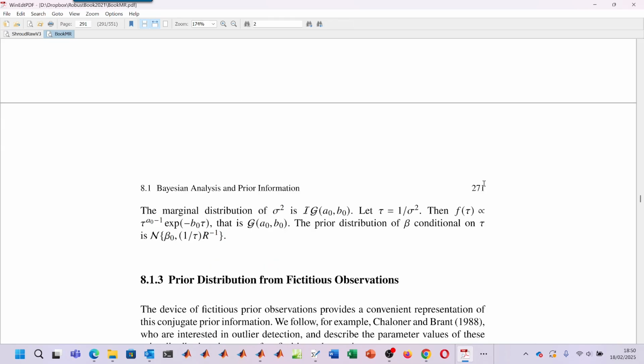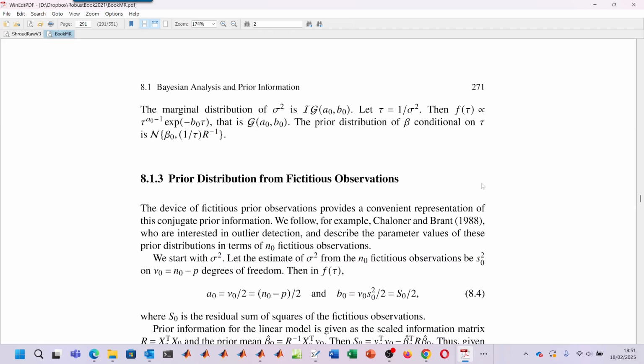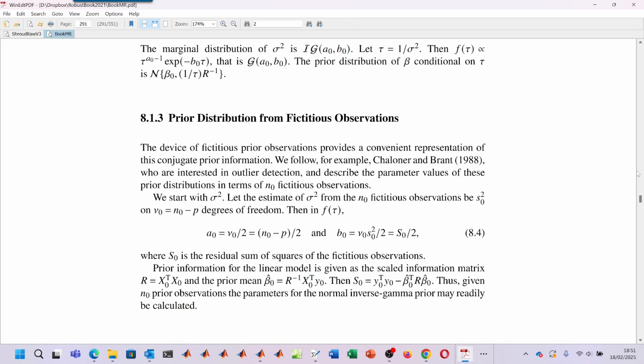Fortunately, for this conjugate family of prior distributions, it is possible to obtain the parameters of a prior distribution through the use of a distribution of fictitious observations. We summarize our prior expectations in a distribution, and then we can estimate the parameters of the prior distribution. We start with sigma squared. Let the estimate of sigma squared from n0 fictitious observations be S0 squared on nu0, which is n0 minus p, degrees of freedom.